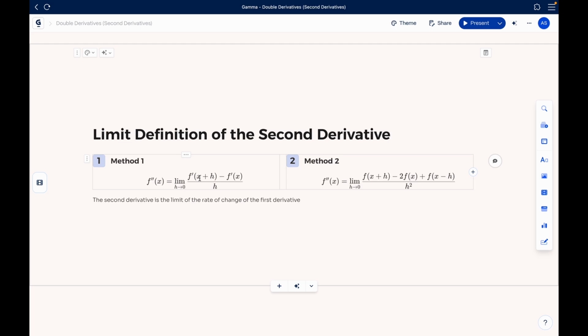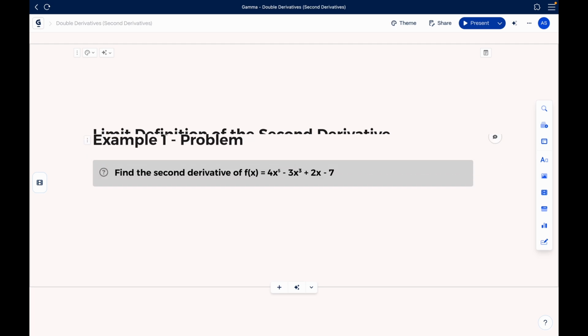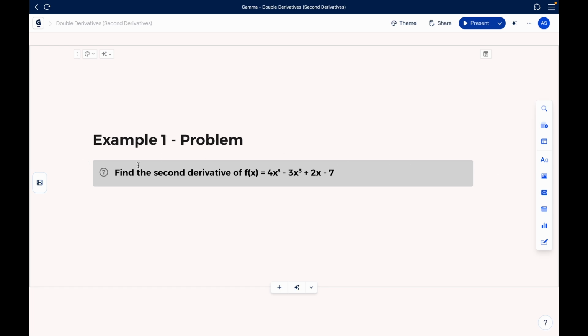And the second method is the limit as h approaches 0 of f of x plus h minus 2f of x plus f of x minus h, all divided by h squared. So again, it's the rate of change of the first derivative, or more accurately, the limit of the rate of change. Let's move on to our examples. We have three main examples for today, so let's get started.